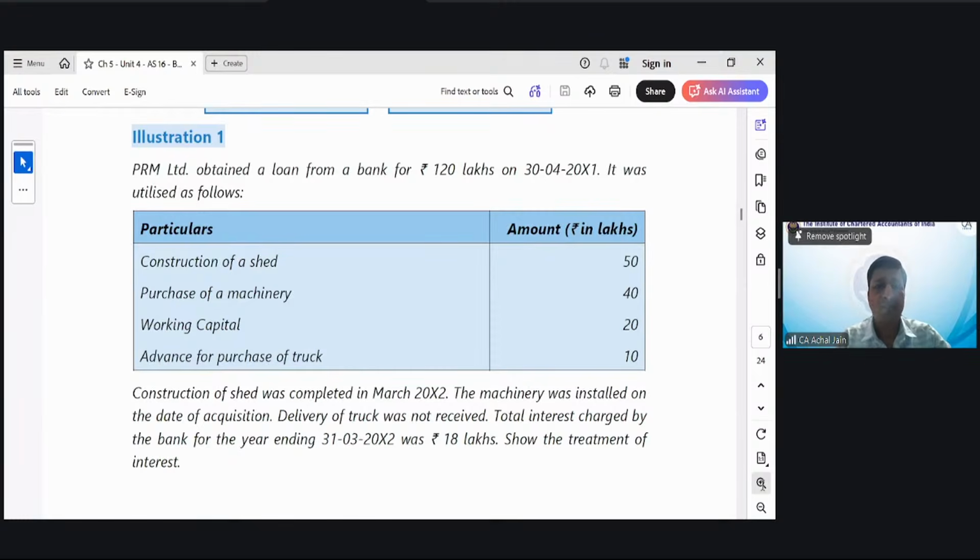Dhanlakshmi here, sir. Good morning, sir. Good morning. Construction of shed takes 1 year, sir, meaning 12 months. So we can consider it as a qualifying asset. But here the loan is given on 1st April, which means it got completed before, in 11 months. We cannot take it as a qualifying asset, and delivery of the truck is not received within 11 months. So we may consider it as a qualifying asset, sir.